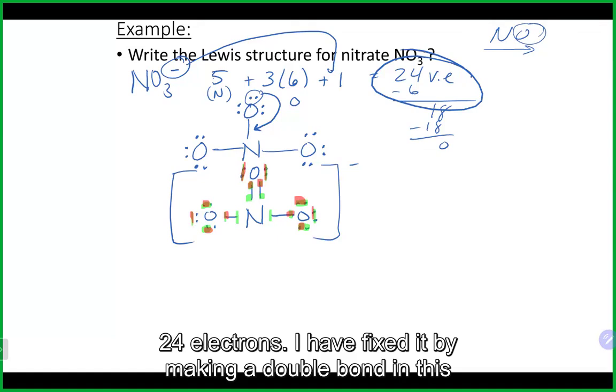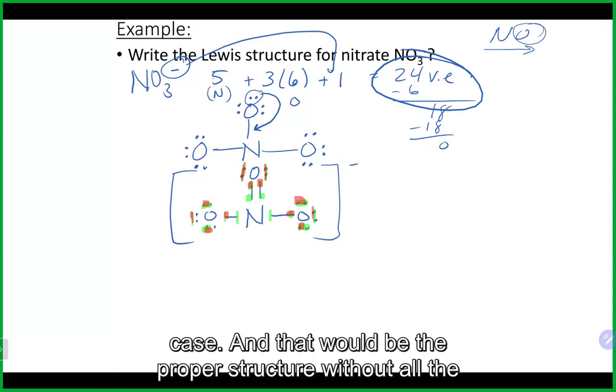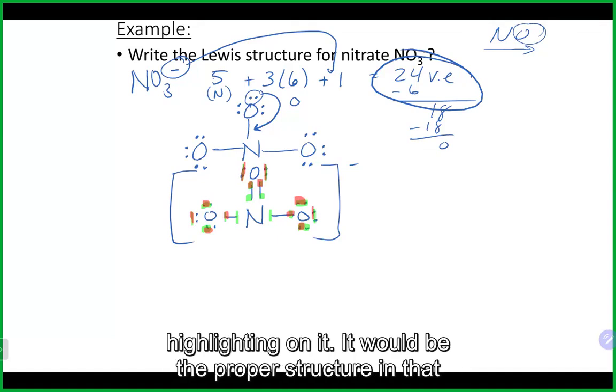I have fixed it by making a double bond in this case, and that would be the proper structure without all the highlighting on it. It would be the proper structure in that case.